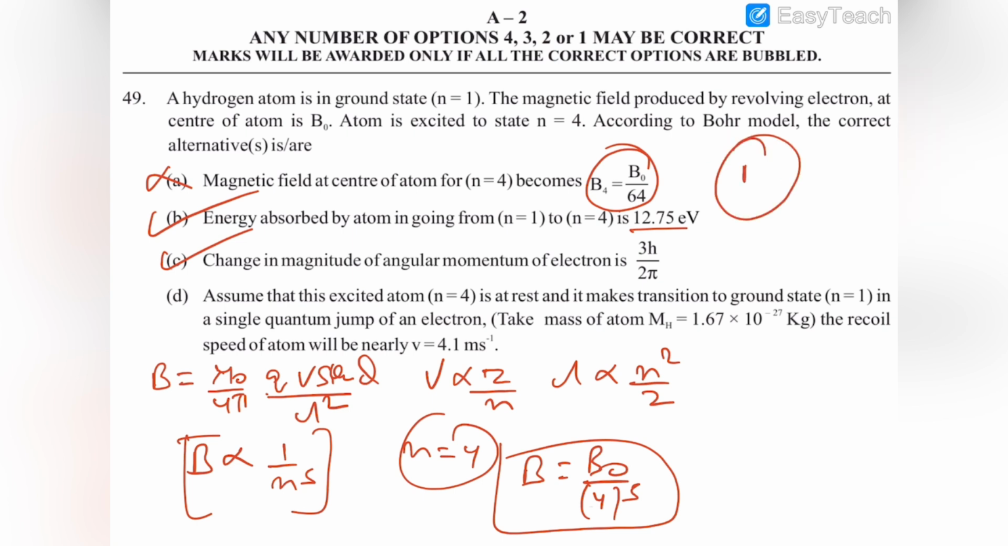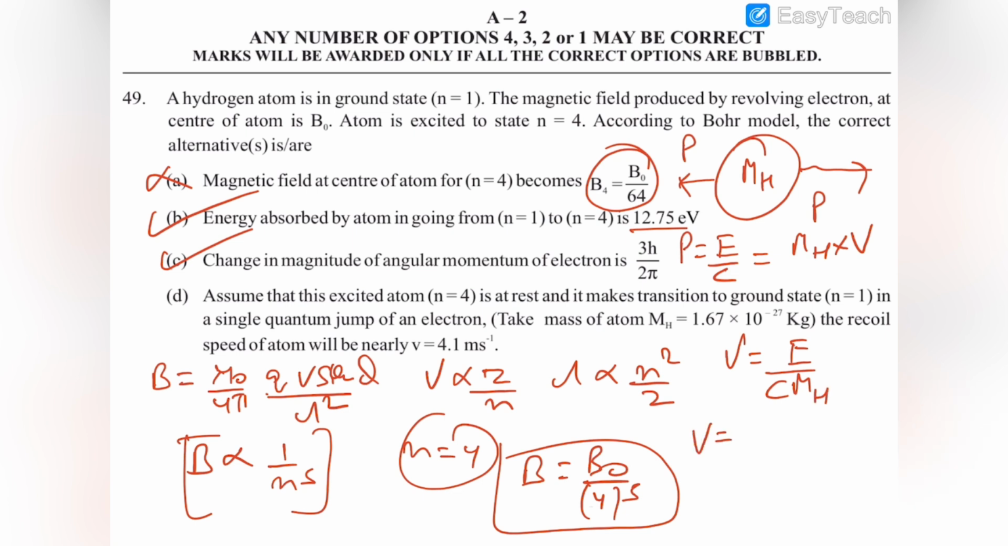Let us suppose that this is the atom and a photon is released. So the momentum of the photon P is equal to the momentum of the atom. The momentum of the photon is E by C, and that is equal to m_H into V of the atom, where V is the velocity. So V is equal to E by C m_H.